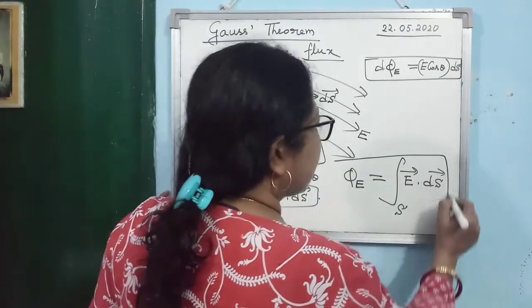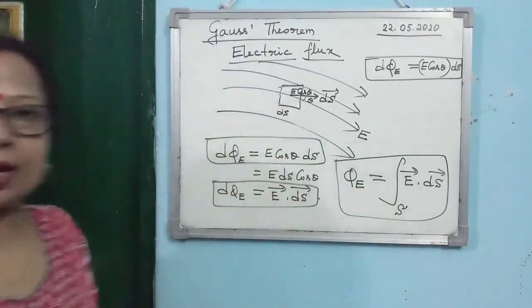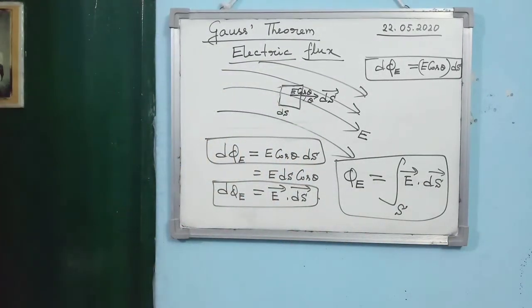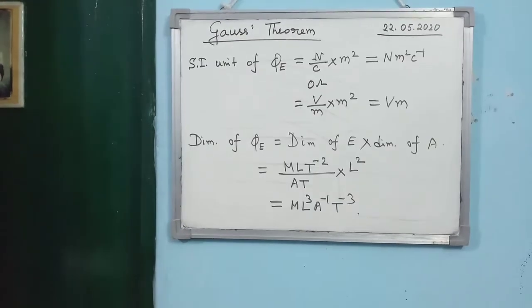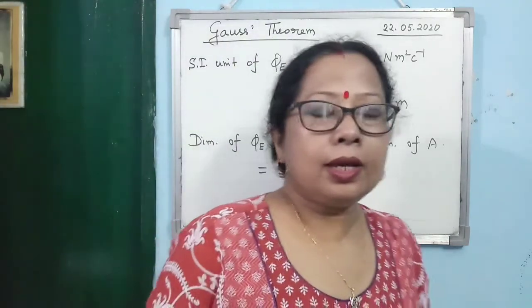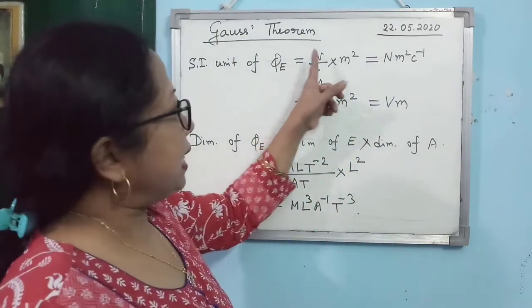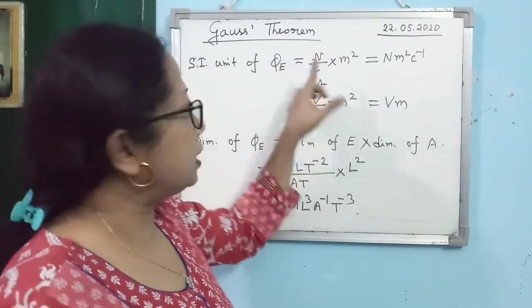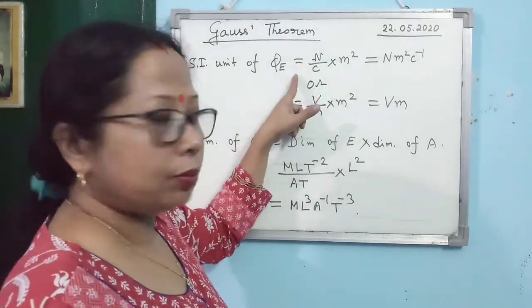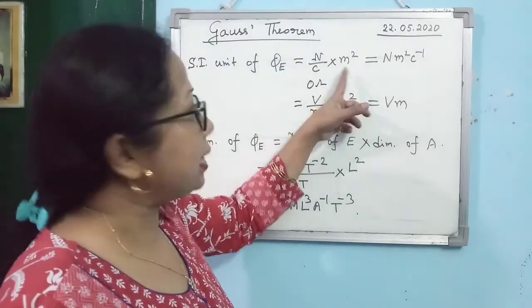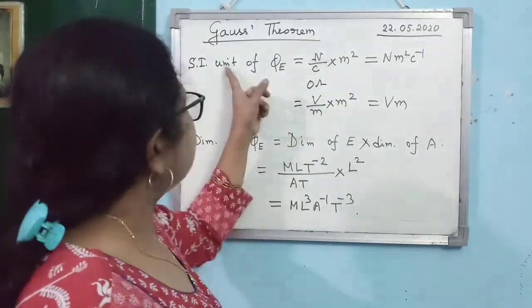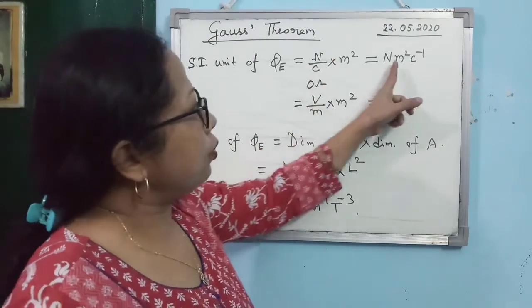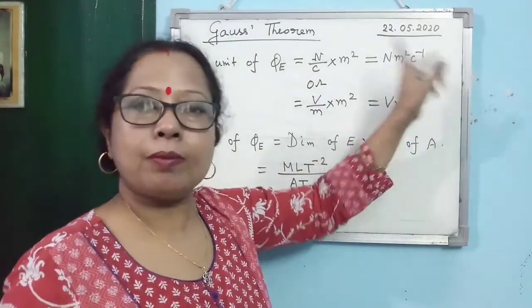So this is the concept of electric flux. Electric flux is the surface integral of the electric field vector. Next, what is the SI unit of electric flux? Phi E is E into A. E is F by Q, F is Newton, Q is Coulomb, so Newton per Coulomb, and area is meter square. So the SI unit of phi E is Newton meter square Coulomb to the power minus 1.